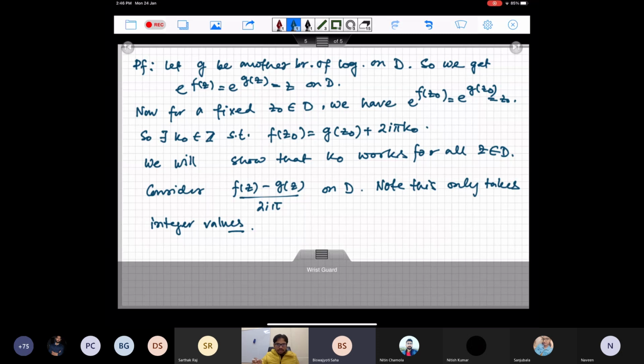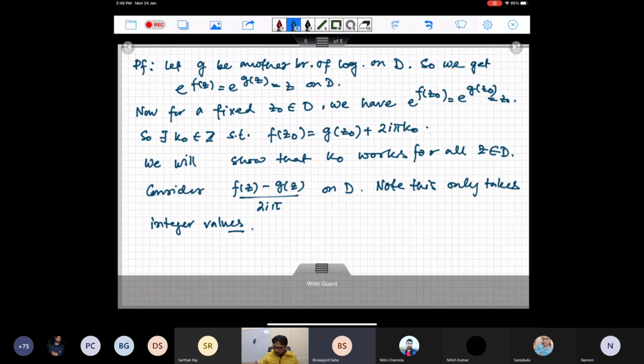Okay, so what the integer multiple is might change. I am not bothered about that, but whatever it is, (f(z) minus g(z)) divided by 2 i pi is going to be a function which takes only integer values. Correct? All of you agree to this? Yes, sir. So this takes only integer values.